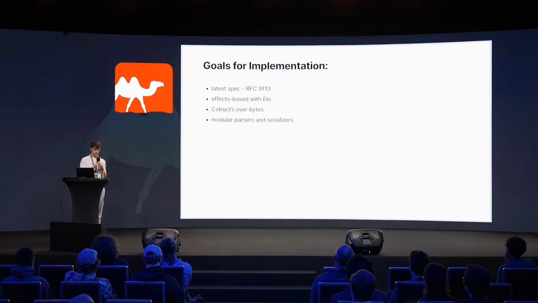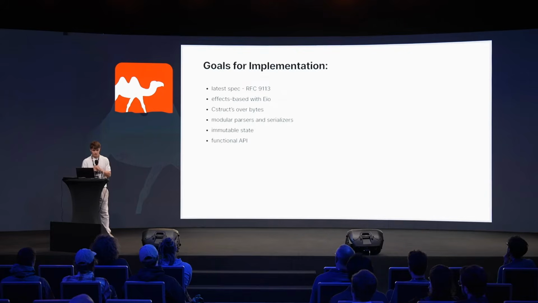I wanted to do modular parsers and serializers. Right now the standard is Angstrom and Faraday. Those are the two standard libraries that you use for parsing and serializing. And I just want to, again, experiment with effects and effect-based parsers, for example, which Eio includes in some way. Those are the two things I'm going to talk about right now.